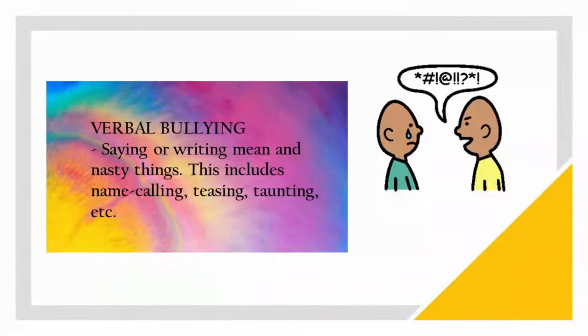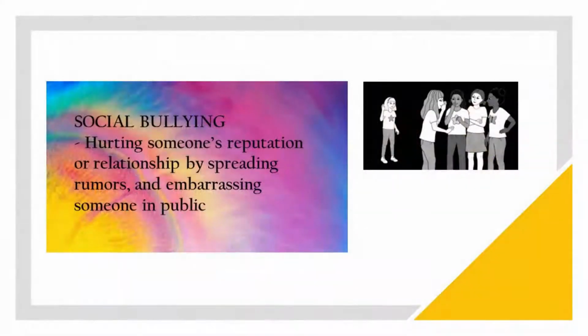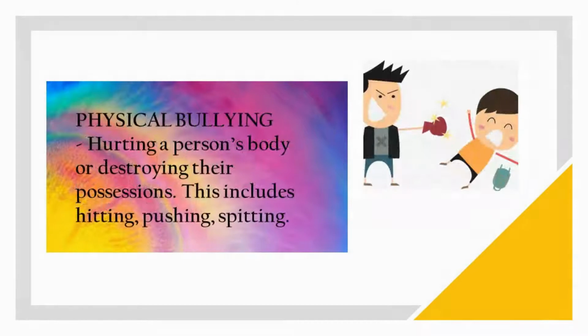We have the verbal bullying, which is saying or writing mean and nasty things. This includes name-calling, teasing, and taunting. Social bullying is hurting someone's reputation or relationship by spreading rumors and embarrassing someone in public. Also, there is the physical bullying, hurting a person's body or destroying their possessions. This includes hitting, pushing, and spitting.